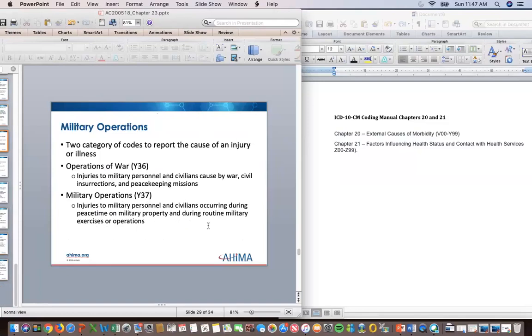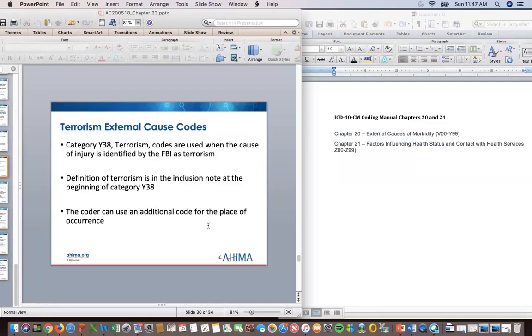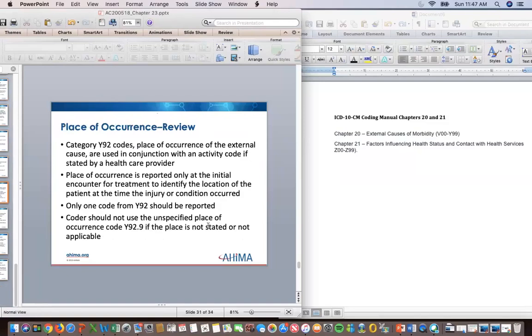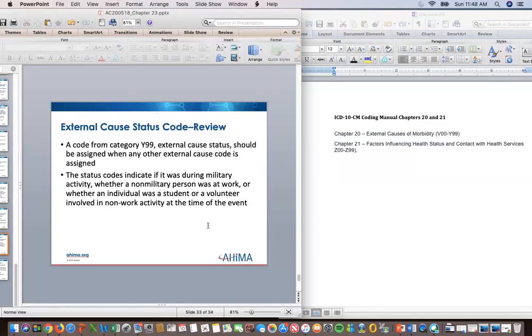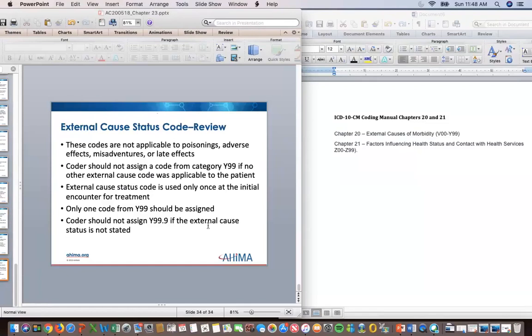In this section, we also have military operations, suggest operations of war, military operations. Terrorism is also defined in this, which we have not had previously. It's been in the code manual for a while, but I didn't have it when I first started to code. Place of occurrence, again, identify the location where it was injured. The status codes indicate if it was during military activity or non-military, what the person was doing, etc. You may have a work comp. And also, these codes are not applicable to poisonings, adverse effects, incidents, or late effects. So again, it is exactly what it says, external causes of morbidity.